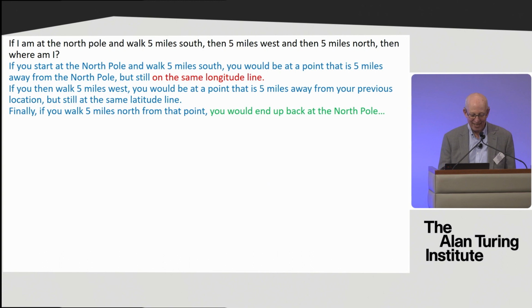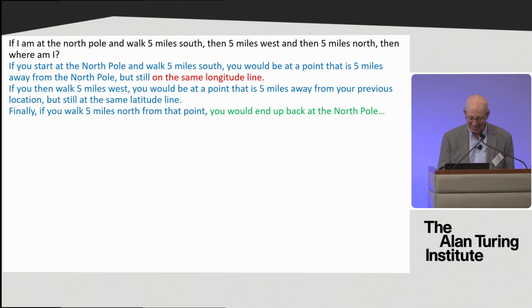If I say explicitly, if I'm on the North Pole and walk 5 miles south, 5 miles west, and 5 miles north, where am I? Then it says I would still be on the same longitude line. Well, of course, to begin with, you wouldn't. The North Pole has got many longitudes. All the longitude lines pass through the North Pole. And it does eventually get the answer right: I'd end up at the North Pole.